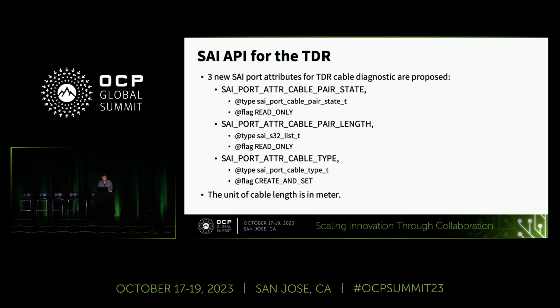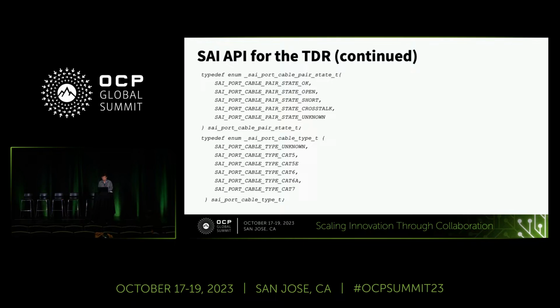And for the other two, which are enum types, I will show you the values on this slide. The state will be OK, open, short, crosstalk, and unknown, which I will explain one more time on the next few slides when I show you the SONiC command line output. And the cable type is well known, Cat5, etc.